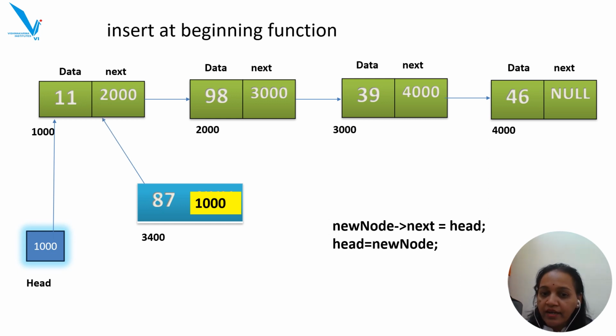Okay, and the second line क्या है? Head is equal to new node. Head should always point to the first node. So head अभी पहले यहाँ पे point कर रहा था. Now head should start pointing to this. So head is equal to new node. So head में अभी मुझे क्या डालना पड़ेगा? Address of the new node, that is 3400. And जैसे मैं बोलती हूँ head is equal to new node, address 3400 will be stored in head, and head will start pointing to the first node. Okay, and this is how you have inserted a new node at the beginning of the list. Now the list will be like this: 87, 11, 98, 39, 46, where head is pointing to the first node, that is 87.